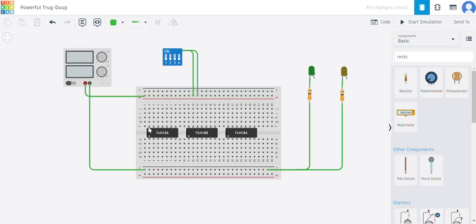Now for every IC we need to give them power, so we connect the power to positive terminal so the ICs work properly. And we also need to ground the 7th pin. This is the 7th pin and this is the 14th pin of the IC, so we need to ground all of them here.